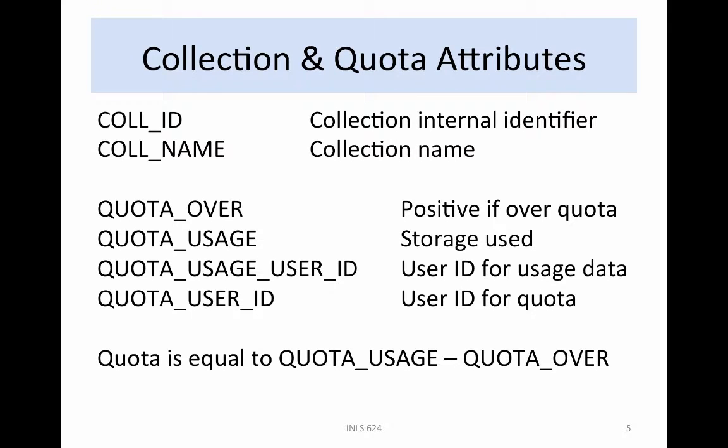The attribute names associated with collections are coll ID, the collection internal identifier; coll name, the collection name; coll parent name, the name of the parent collection. The attribute names associated with quotas are quota over, a positive value if you are over your quota measured in bytes; quota usage, storage usage in bytes; quota usage user ID, identifier of the user with the quota usage; quota user ID, identifier of the user with the quota. Note that the quota is equal to quota usage minus quota over.